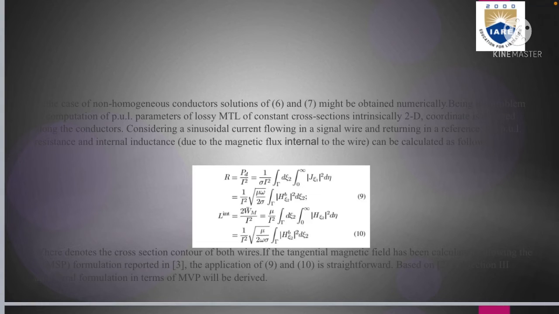Due to the magnetic flux internal to the wire, it can be calculated as follows, where the symbol denotes the cross-section contour of both wires. The tangential magnetic field has been calculated following the MSP formulation reported in equation 3. The application of 9 and 10 is straightforward based on 2. In section 3, an integral formulation in terms of MVP will be derived.